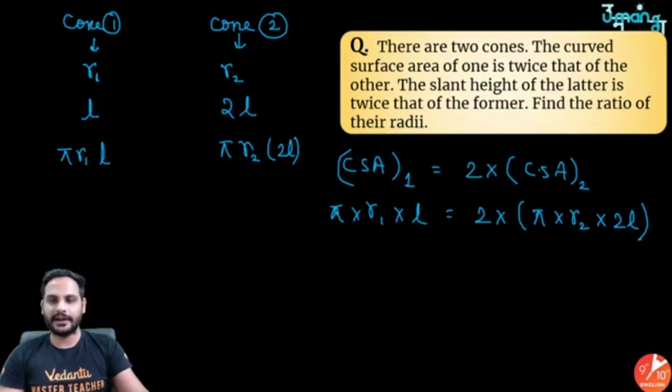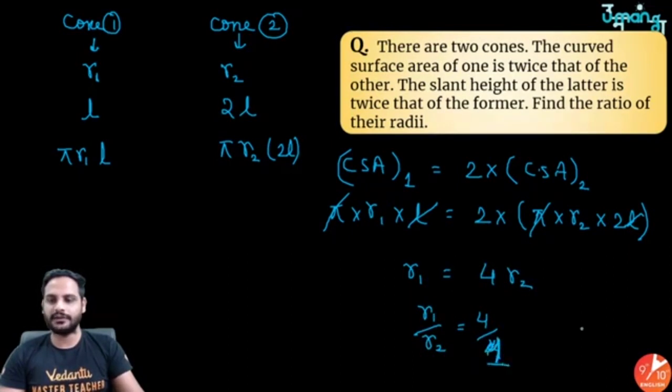Okay, so you will be getting here pi to pi got cancelled. L to L got cancelled. So we are left with R1 is equal to 2 into 2, which is 4R2. So R1 upon R2 is 4 by 1. So the ratio is 4 by 1. So R1 is to R2, the ratio is what? 4 is to 1. As simple as that.